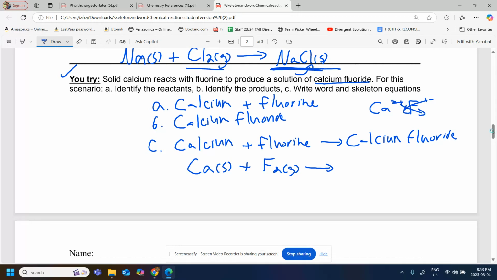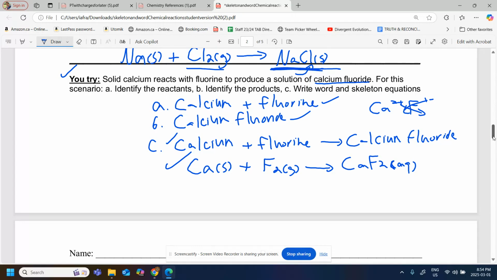So just to show you your work, it's ionic, so Ca 2 plus, F 1 minus, crisscross like that, and we get CaF2. And it says a solution. Solution means it's dissolved, so we put aqueous to indicate our state. So solid, gas, and then aqueous over here. And so this would be our skeleton equation for this particular reaction. Notice again, there's no states in the word equation up here, and there are states in the skeleton equation over here. We identified our reactants and our products, and that's essential in any of these reactions.